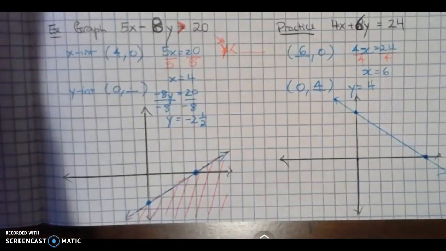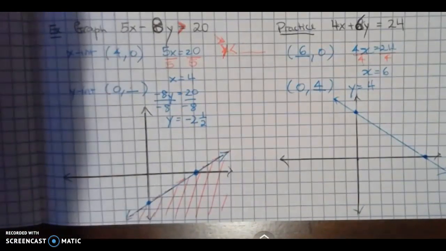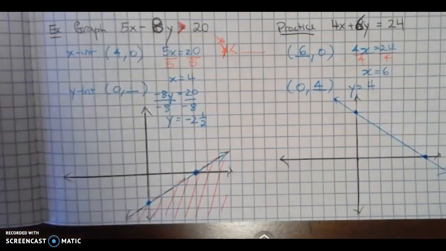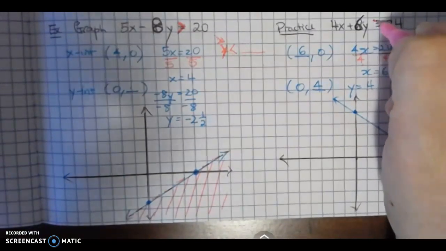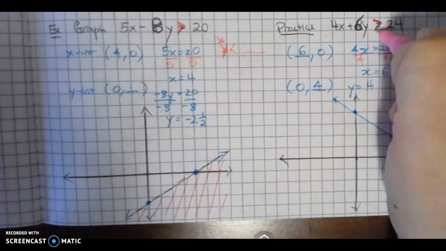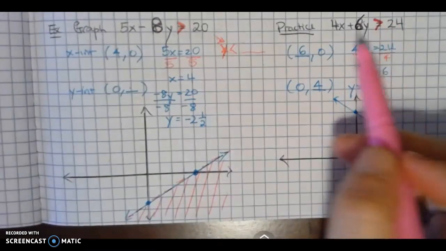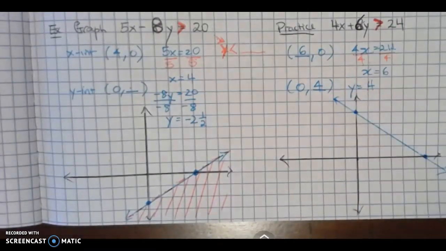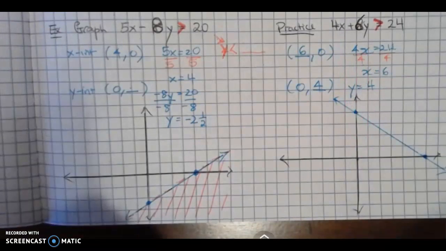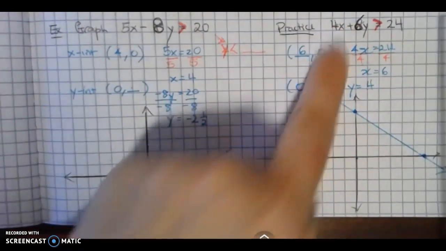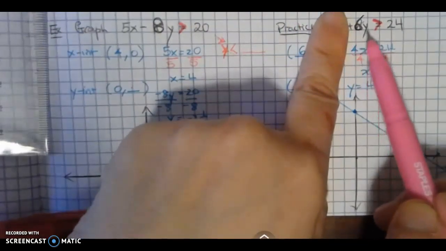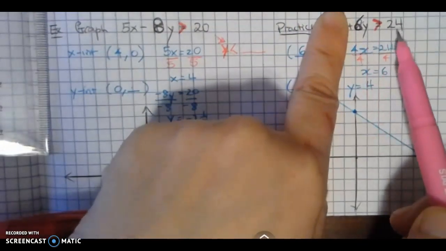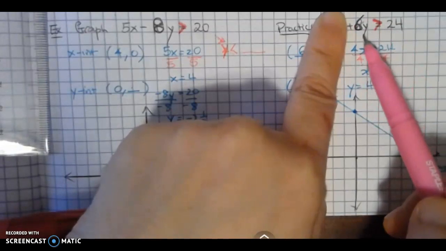Now, let's just change the problem a little bit, just like we did before. What if we change this to an inequality instead of an equation? Well, it's basically the same thing. The 4x is going to go to the other side, so it does not really matter. You just need to be dealing with 6y is greater than 24.